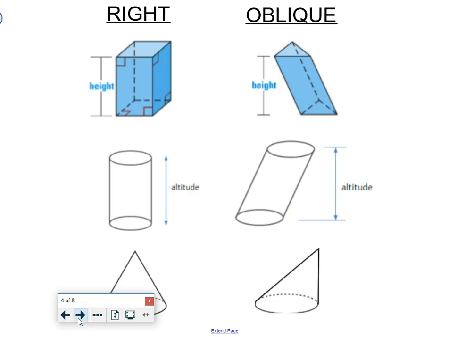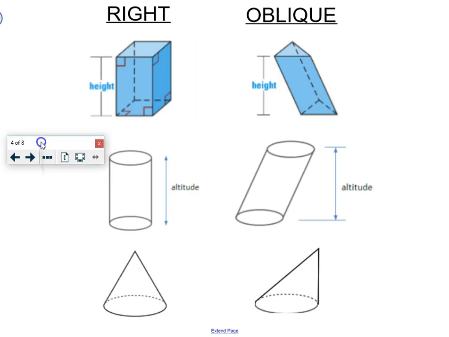Also, we have right solids and oblique solids. So right solids are where they're seated upright, they're not slanted. An oblique solid would be where it's slanted. So you can see here, it's kind of like the Leaning Tower of Pisa. Kind of looks like it's going to tilt over.